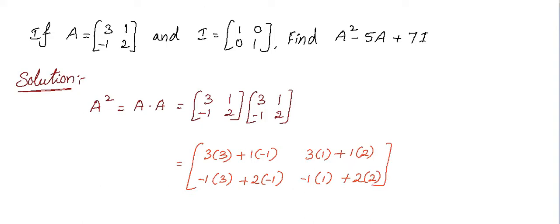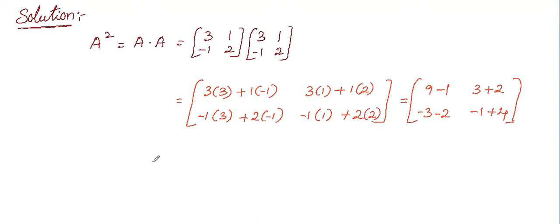If you simplify this, we'll get 3 times 3 is 9 minus 1, and 3 times 1 is 3, so 3 plus 2, and then -3 minus 2, and -1 plus 4. So if we simplify this, we'll get A square is equal to [8 5; -5 3]. So this is the A square matrix.